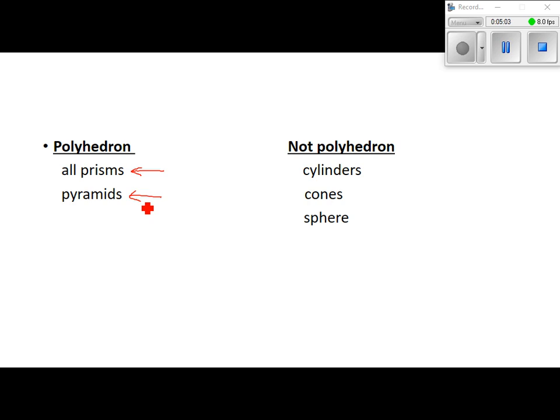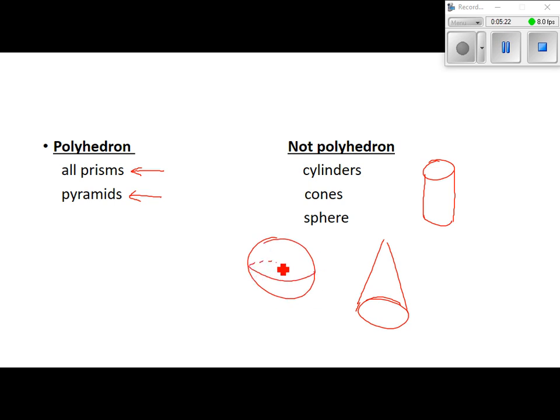Things that are not polyhedrons: a cylinder. A cylinder might look something like this. Not a polyhedron. A cone. A cone would look something like this. And a sphere, or a ball. A sphere might look something like that. Those are not polyhedrons. So prisms and pyramids are. Cones, cylinders, and spheres are not.